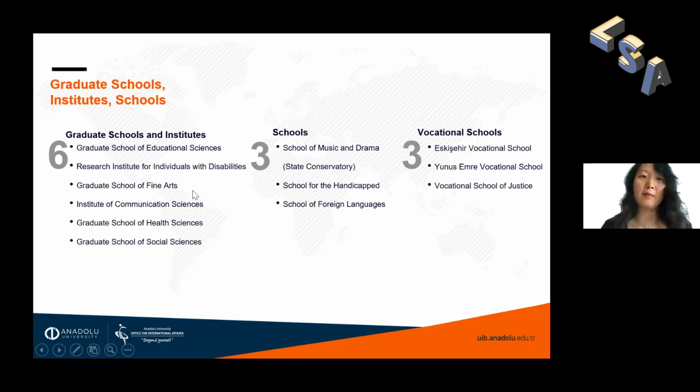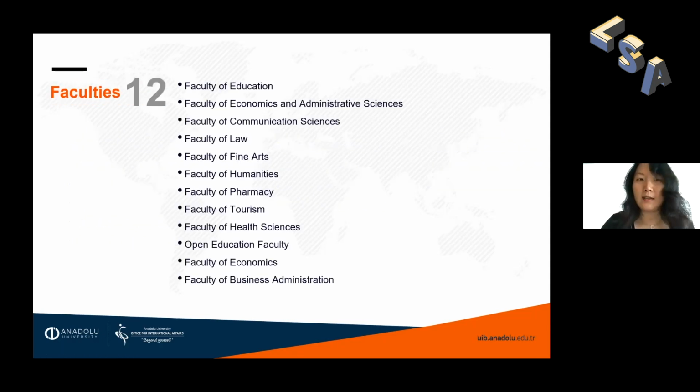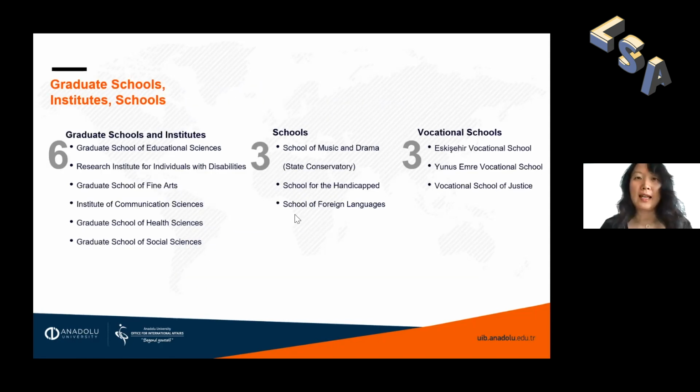And here there are some institutes and schools and vocational schools. In Turkey, graduate schools and institutions host master's and PhD level students, and faculties only host undergraduate level. And there are 3 schools and 3 vocational schools. They are 2-year university programs, so associate, lower than undergraduate level.